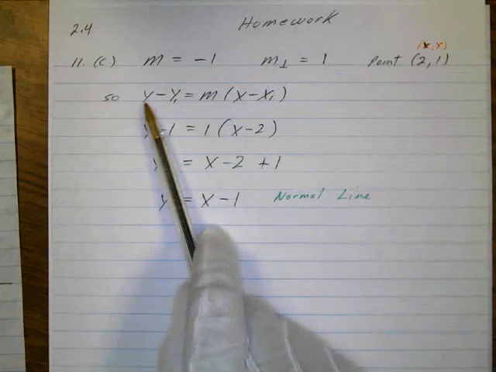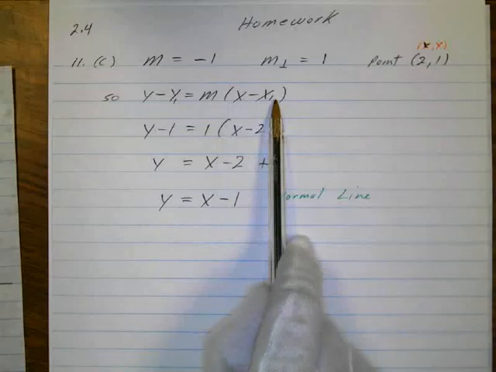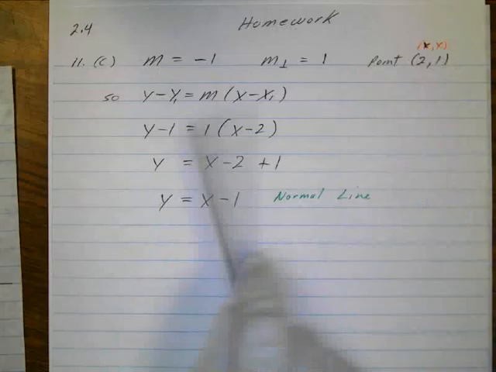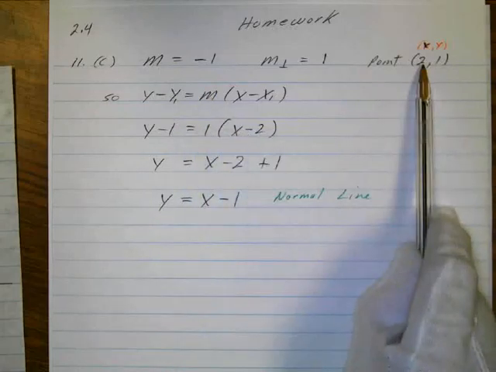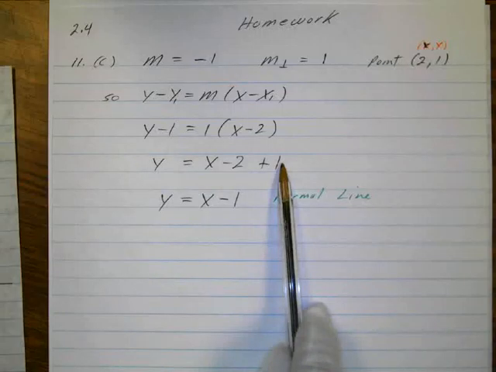So again, we use our point slope form. y minus y1 equals m times x minus x1. And we put our point 2, 1 here. So this is y minus 1 equals, the slope is 1 times x minus 2, x minus x1. And then we can simplify this pretty easy. This is just x minus 2. If I add 1, I get plus 1 over here. And what's -2 plus 1, -1, so that's my normal line.